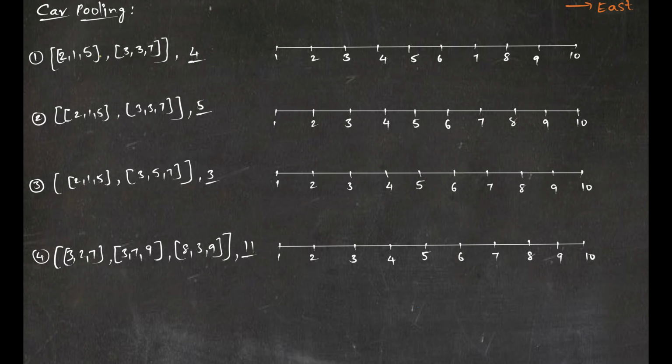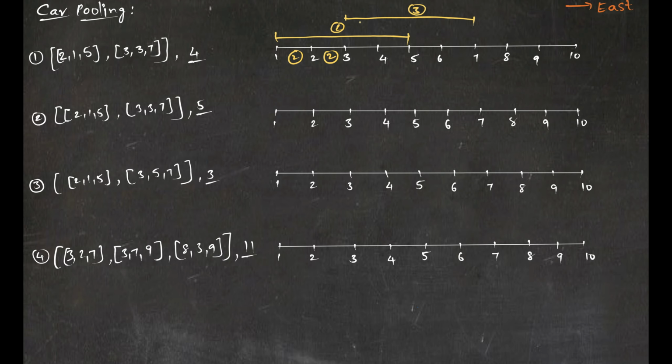In the first example, I have two trips. The first trip is starting at kilometer 1, ending at kilometer 5 with two passengers, like from here to here, two passengers. And the second trip between 3 and 7 with three passengers, so from here to here with three passengers. If you look at the number of passengers between the kilometers, between 1 and 2 I have only one trip with two passengers, so I have to carry two passengers here.